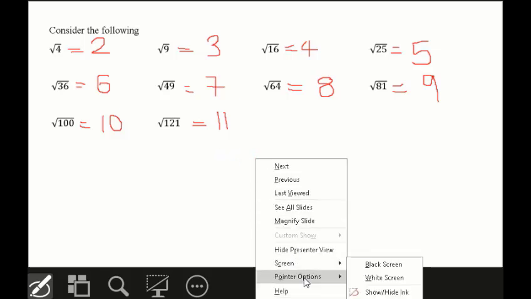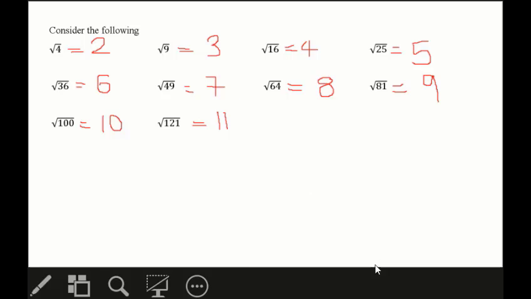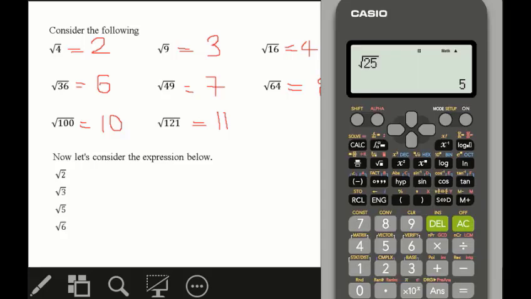Very good. So now I want us to see another set of expressions and use that to deduce our definition of a SURD. So now let's consider the expressions below: the root of 2, the root of 3, the root of 5, and the root of 6, etc. These are just a few examples I want us to use. Good. So let's recall our calculators back. We have our calculator here.